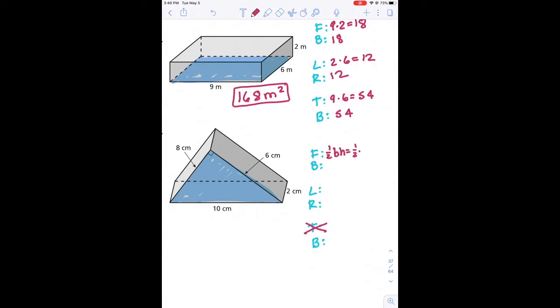So the formula is 1/2 times base times height. So 1/2 times, now I need to find my right angle. The right angle is here. Looks like 8 and 6 are the two numbers that make the right angle. In my head, I'm going to do 1/2 of 8 first, which is 4, times 6, which is 24. So the front and the back will both be 24.